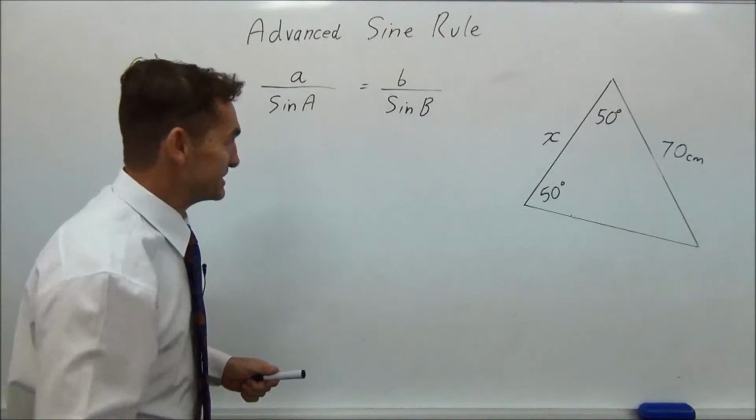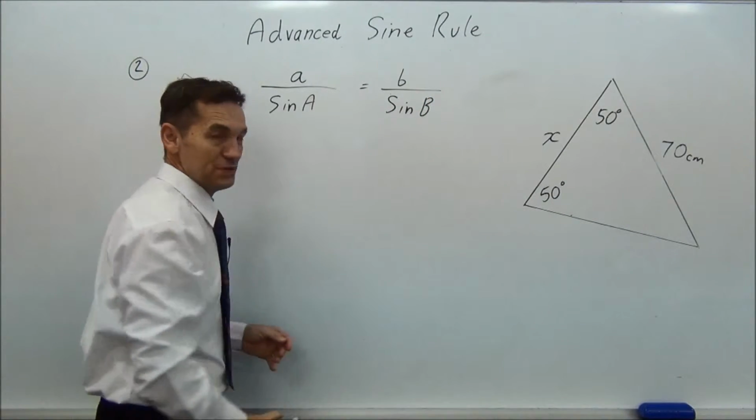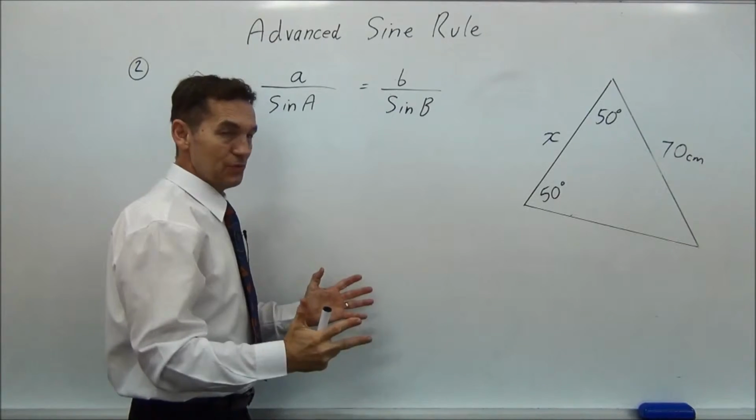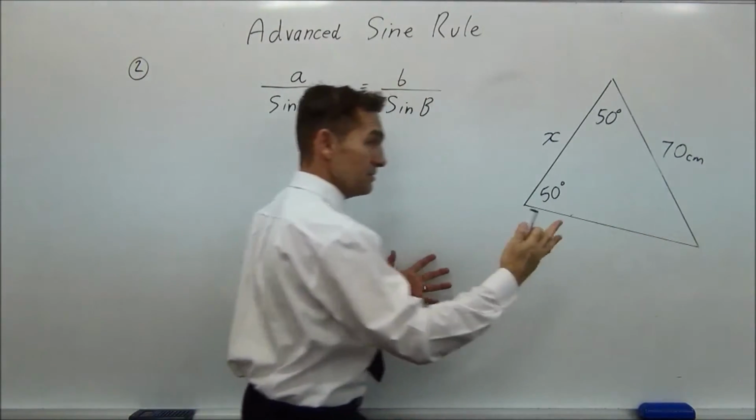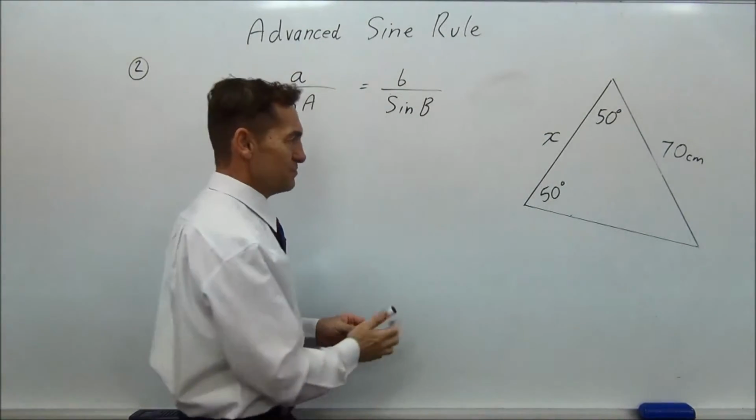G'day again, back for a second one. So A over sine A equals B over sine B. Here I've just changed the diagram around a little bit, and you might look at it and go, okay, I've got this over this, I want this over this. Oh my goodness, there's no angle there, I can't do the question. But you can. It's pretty easy.